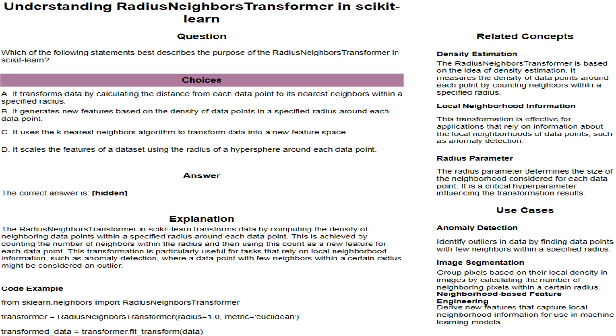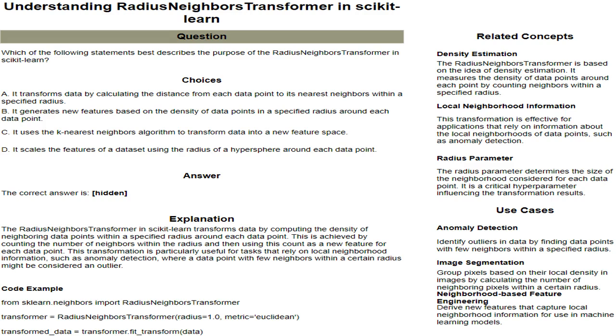This choice is incorrect. The radius neighbors transformer is different from the k-neighbors transformer, which is based on the k-nearest neighbors algorithm. The radius neighbors transformer focuses on a specified radius rather than a fixed number of nearest neighbors. This choice is incorrect. The radius neighbors transformer is not primarily about scaling features. It focuses on transforming data based on local neighborhood density.